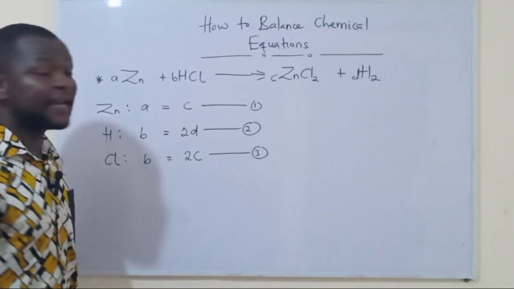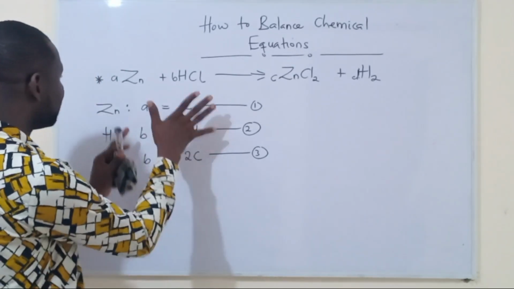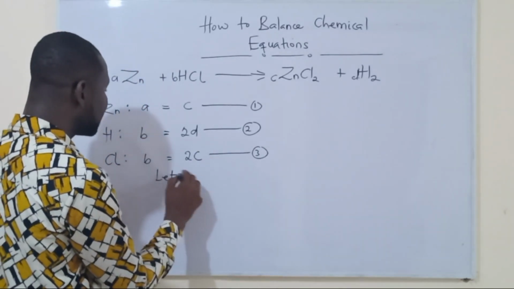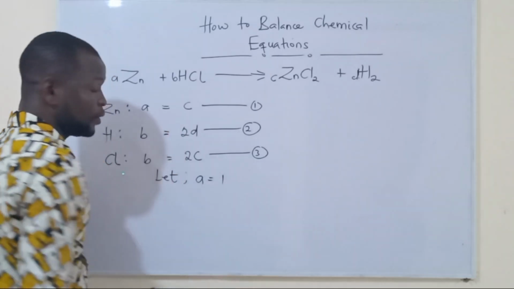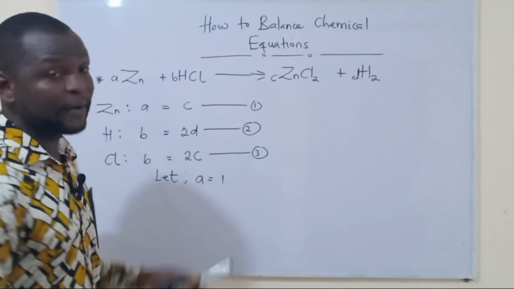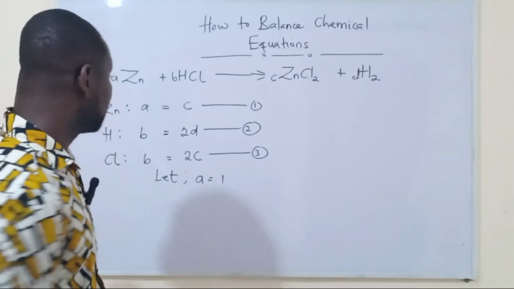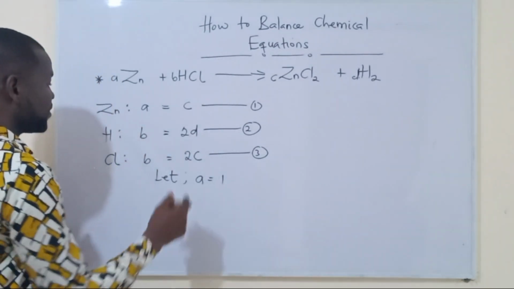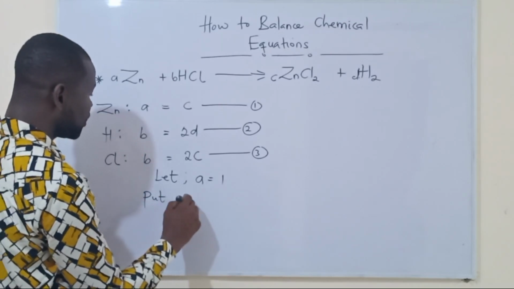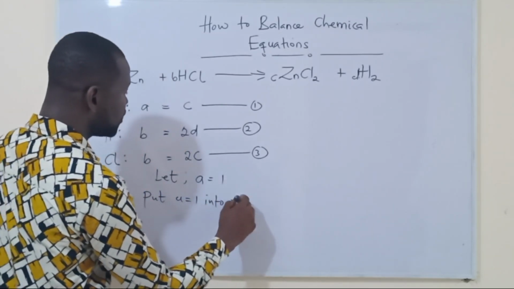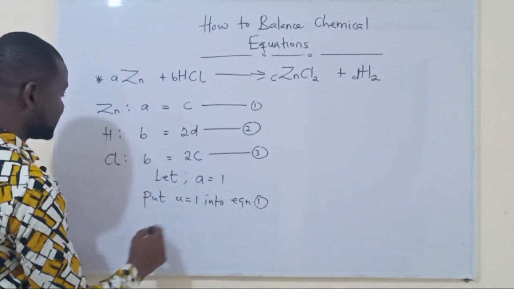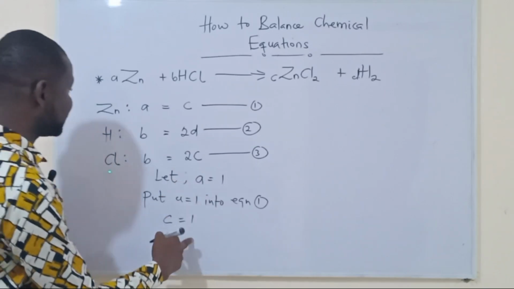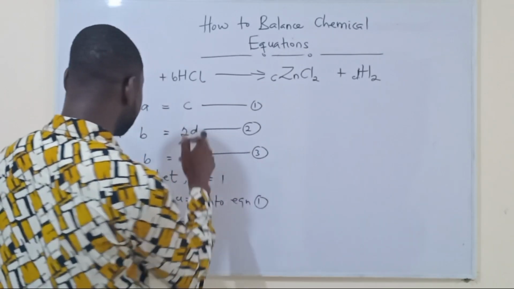Now, the next step is that after you have derived your equations, you always say, let your A be equal to 1. So every time, the first variable A, you always take it to be 1 for all equations. So if my A is equal to 1, that means when I put A equal 1 into equation 1, I'm going to get C to be equal to 1. So I have gotten my A and my C. Now I'm looking for B and D.